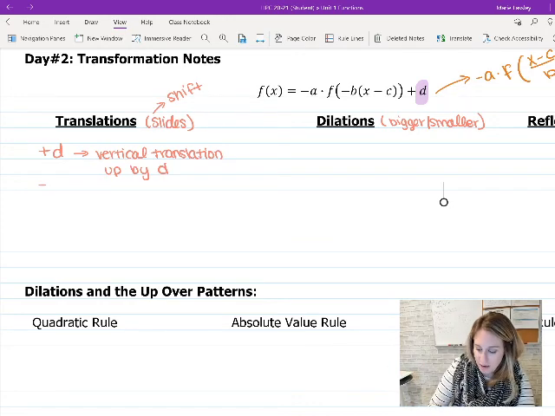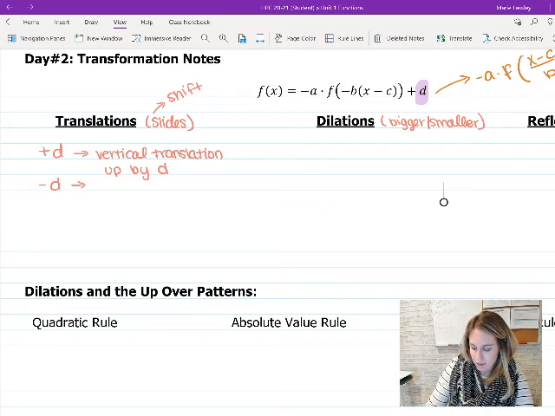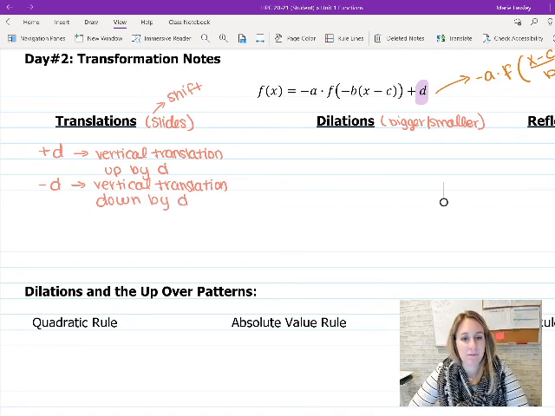If it's a negative D, so if you have minus D, this is going to be a vertical translation down by D. Awesome.